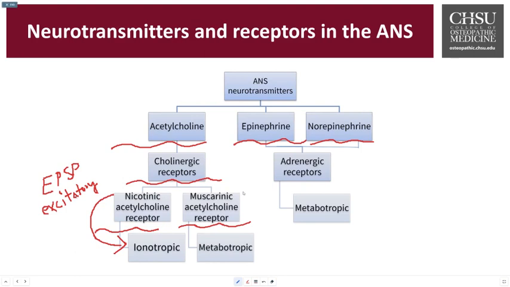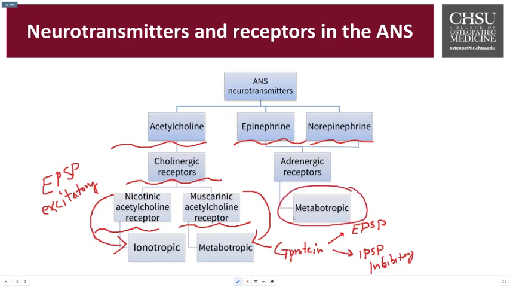Muscarinic acetylcholine receptors are called metabotropic, and these require the help of a second messenger and a G protein to activate a signal that could be either an EPSP, just like the nicotinic, or an IPSP, which stands for inhibitory signals. The adrenergic receptors that bind epinephrine or norepinephrine are in the metabotropic category and also use G proteins.